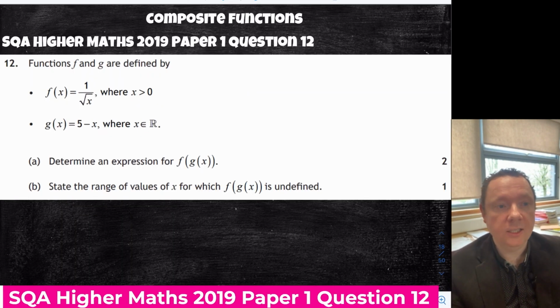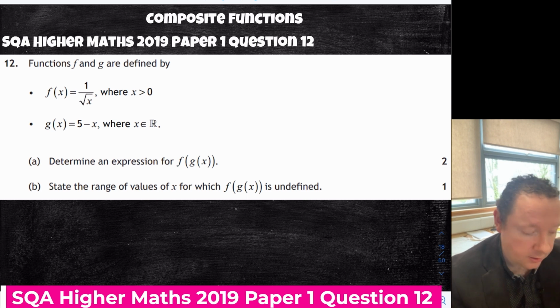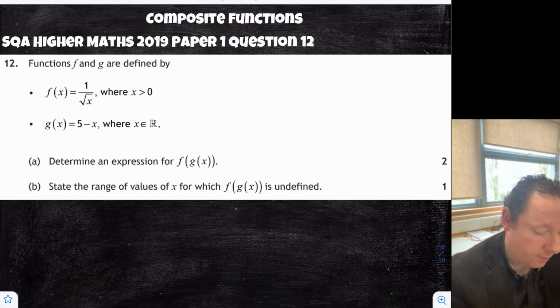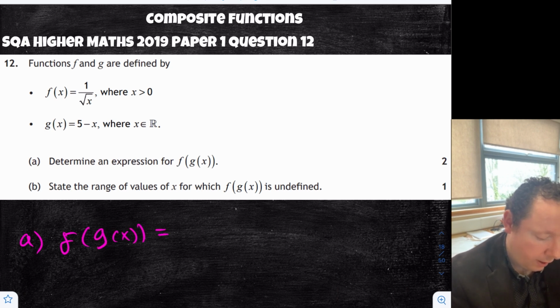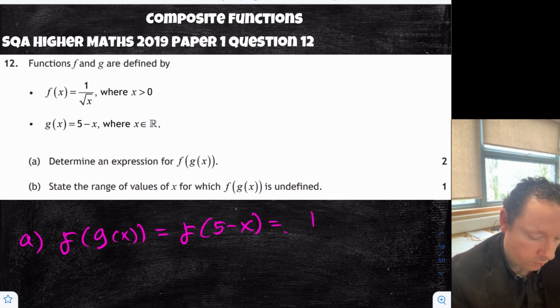Okay, Composite Functions, SQA Higher Maths 2019 Paper 1 Question 12. f and g are defined as f of x is 1 over root x and g of x is 5 minus x. Determine an expression for f of g of x. So I've got f of g of x is equal to f of, well, g of x is 5 minus x. So every time I see an x in f, I write 5 minus x. So that's 1 over the square root of 5 minus x.